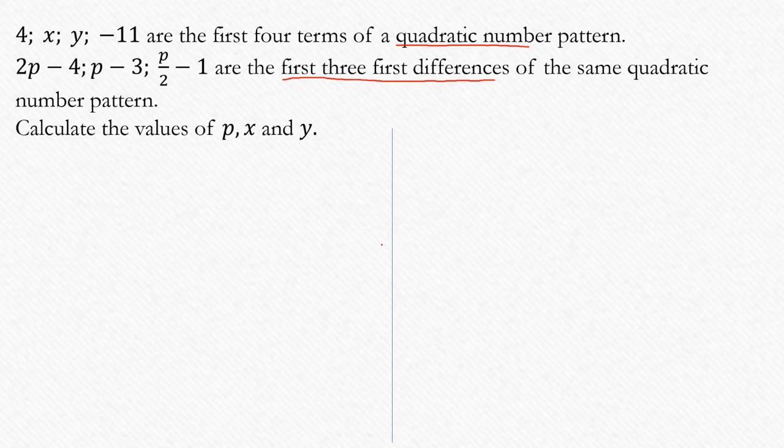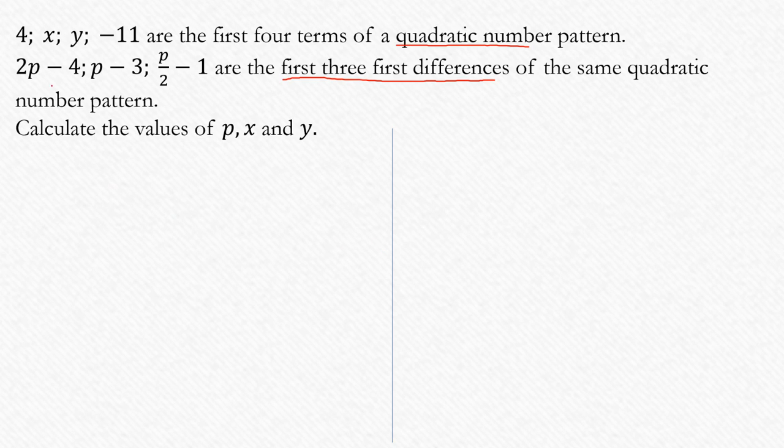So now we need to understand that a quadratic sequence is going to have first differences and a second difference. For quadratic sequences, it is the second difference that is constant. But the first differences are linear. Actually, the first differences of a quadratic sequence form a linear pattern.